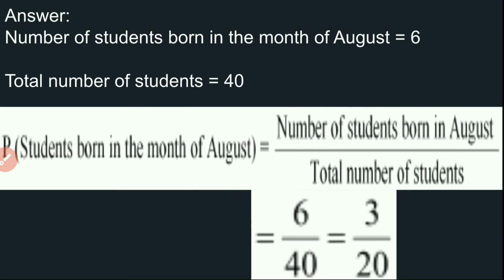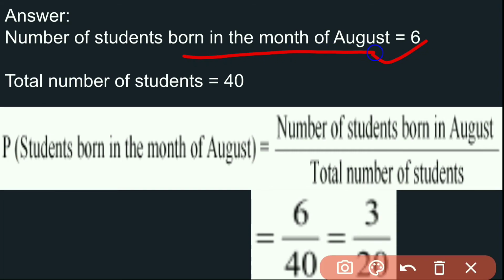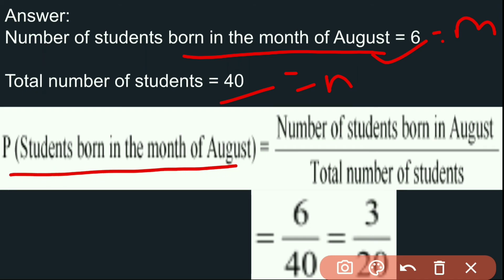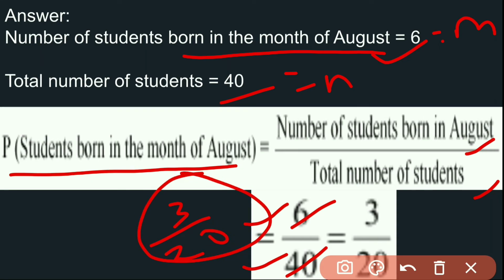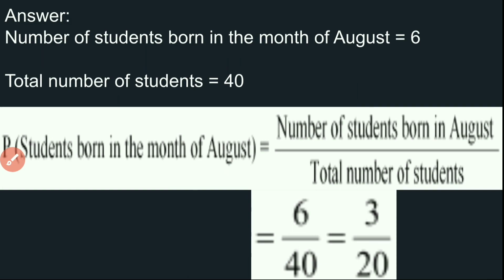Let's see the solution for the probability. The favourable outcome is the number of students born in August, that is M. The total number of children is N, which is 40. So the probability is the number of students born in August divided by the number of students, that is 6 upon 40. When we divide by 2, 2 threes are 6 and 2 twenties are 40, so 3 by 20 is your solution. The probability for a student born in the month of August is 3 by 20.